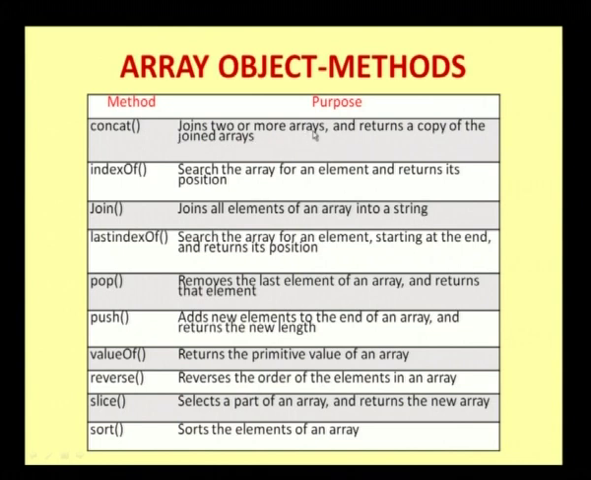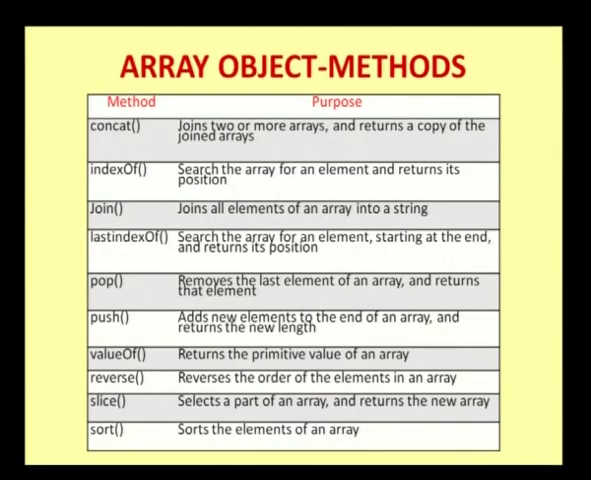Concat takes two or more arrays and returns a copy of the joined arrays, whereas join combines all the elements into a string. So, this is the join method. The lastIndexOf method is also used for searching, starting at the end. From the back end of the array we can search using lastIndexOf. We also have the push and pop methods. The pop method removes the last element present in the array, whereas the push method adds a new element into the array. So, array updates are possible with the help of the inbuilt push and pop.